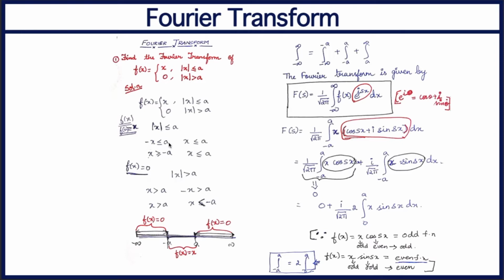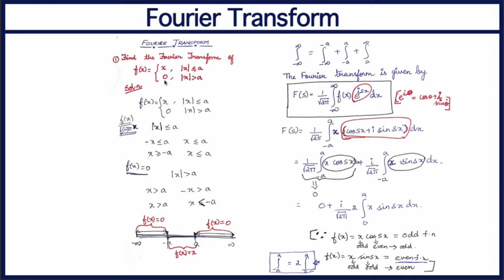What will happen if I put a negative sign over it? By the rule of inequality, the lesser than sign will become greater than sign, and this goes that side. So it becomes x greater than or equal to minus a. Clear? And here, as usual, we have x less than or equal to a.